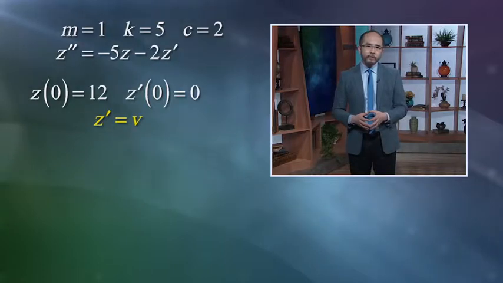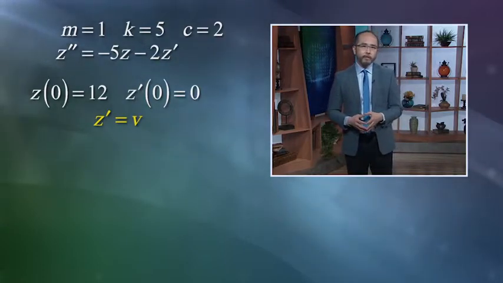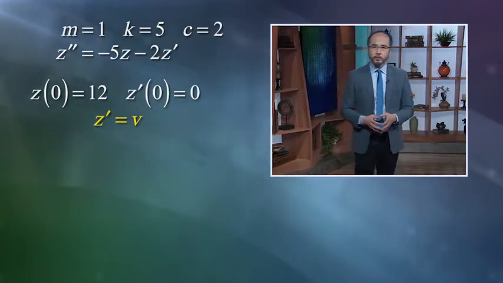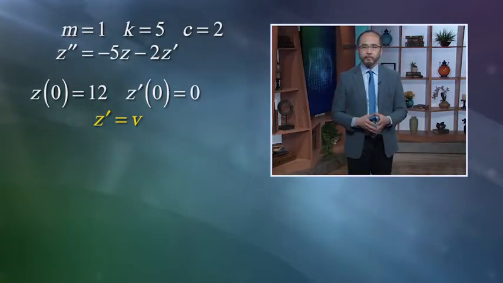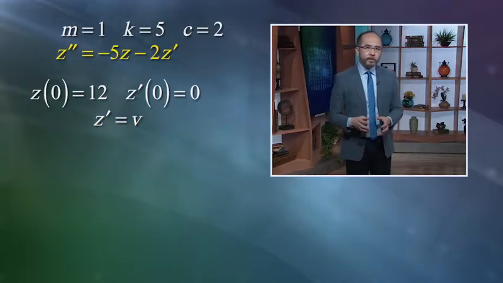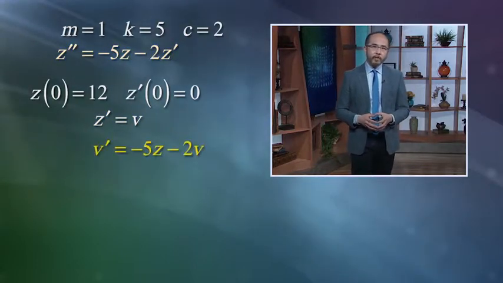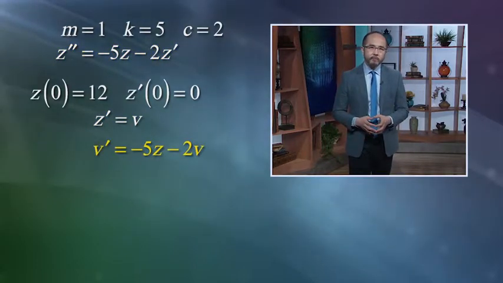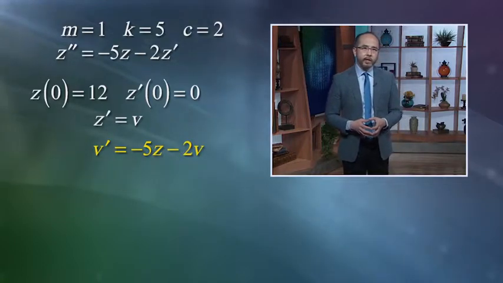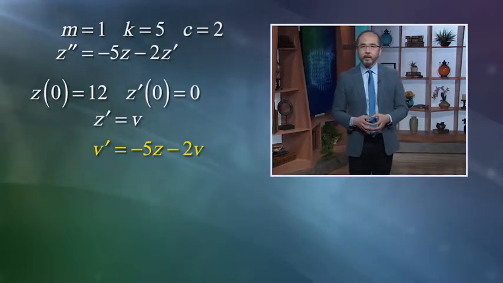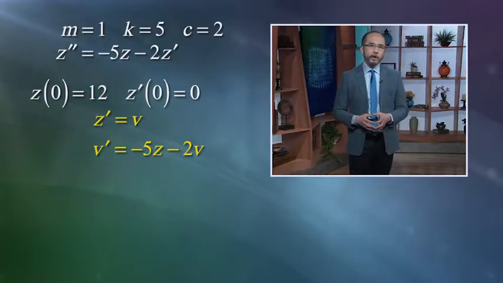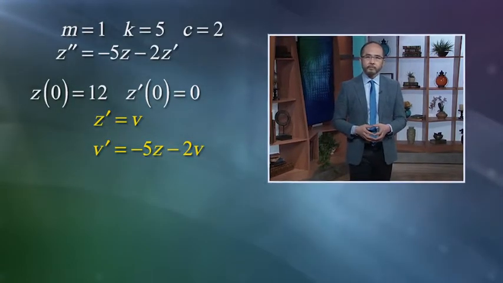Let's let the derivative of z be a new variable, which we might as well call v for velocity. So z prime equals v. Then the original DE becomes v prime equals minus 5z minus 2v. And together, these are a system of first-order linear DEs.